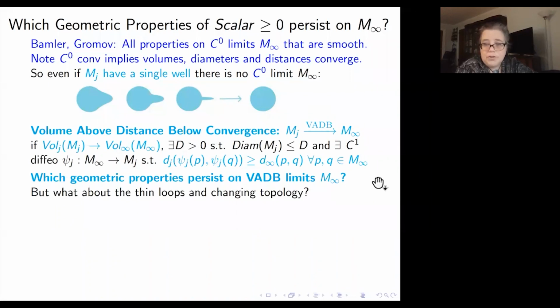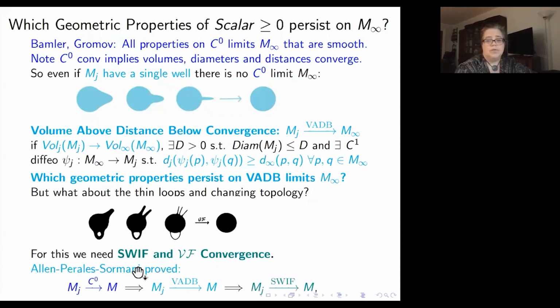And what about thin loops and changing topology? That won't be allowed. We can't have changing topology requiring that there's a diffeomorphism. So then you would need a more general notion of convergence. So that's when we come in with this notion of SWIFT, or volume preserving intrinsic flat convergence.